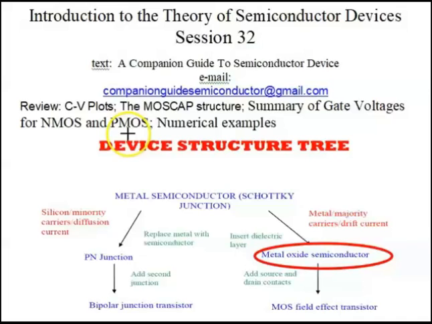types of MOSCAPs. The P-type silicon, which is known as NMOS, and it's known as NMOS because the P silicon inverts to N-type silicon at the silicon oxide interface, and PMOS because N-type silicon inverts to P-type silicon at the oxide silicon interface. And finally, we'll be looking, hopefully if we get to it, at some numerical examples.